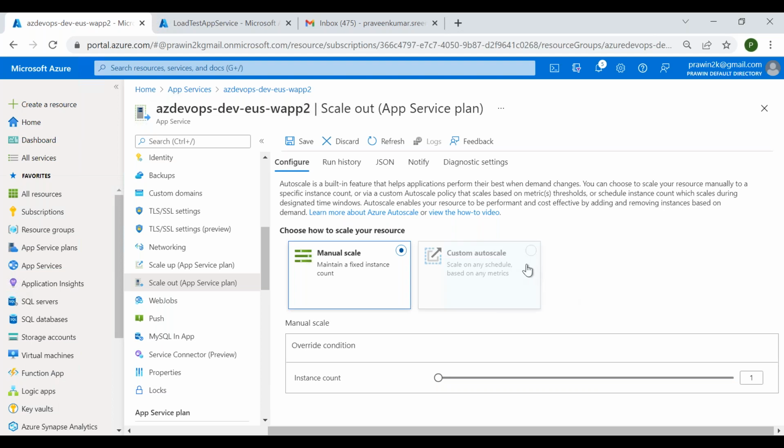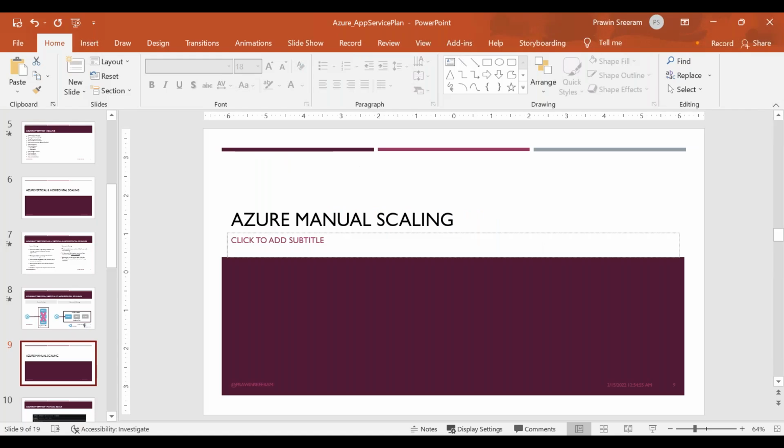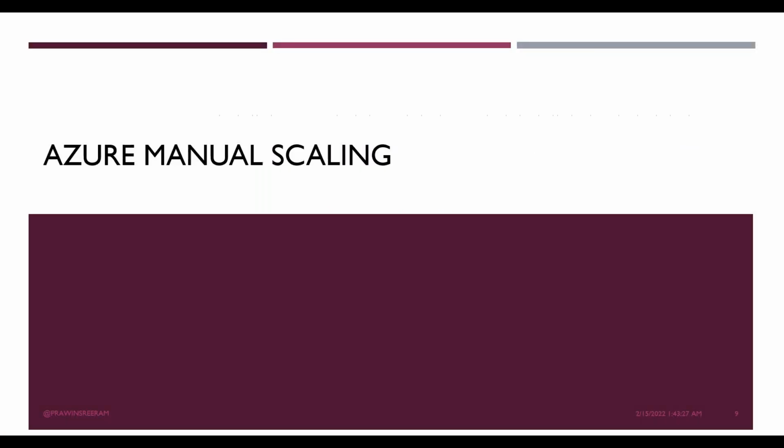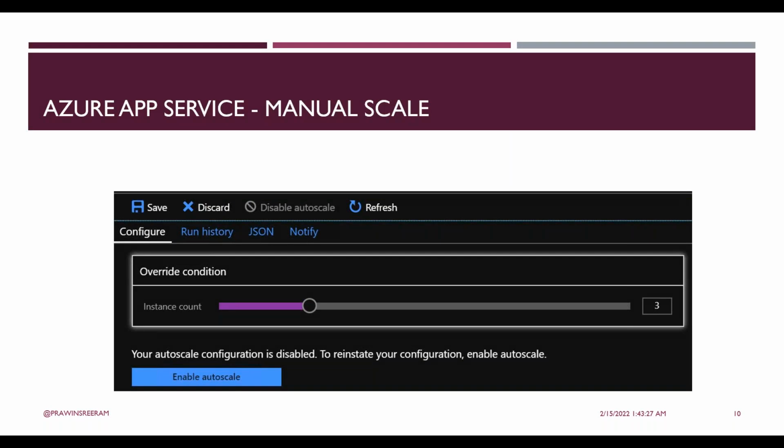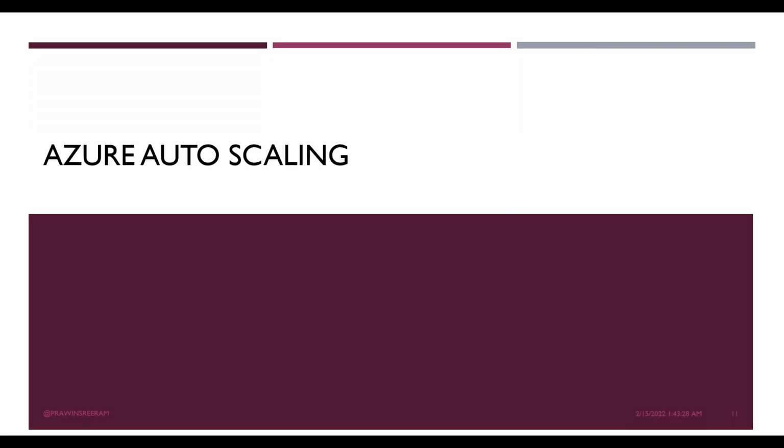Okay, we'll come back to this. We need to discuss some points related to this. Once we discuss those points, we'll come back and implement this functionality. Okay, all right. So manual scale is done. We have seen this, right?